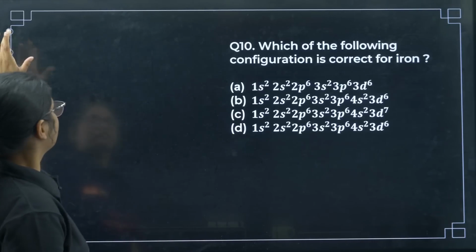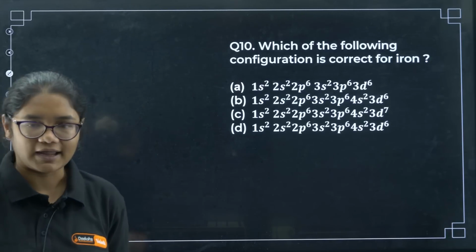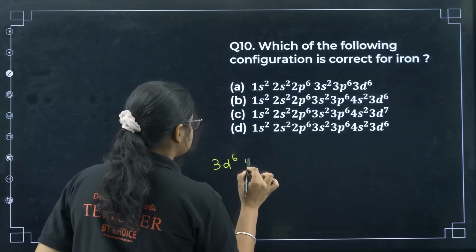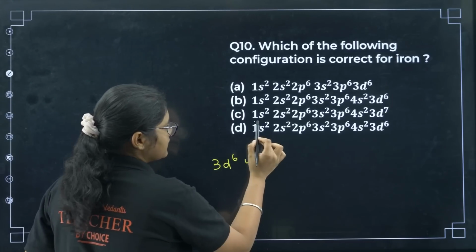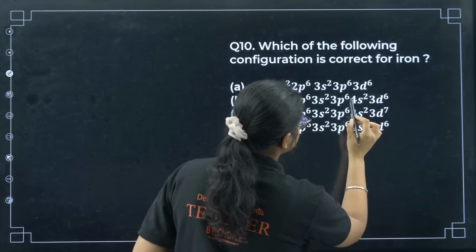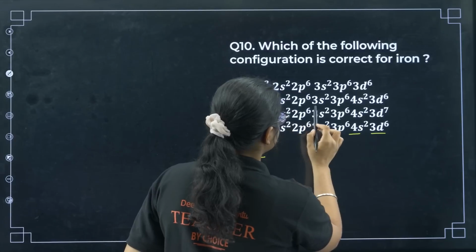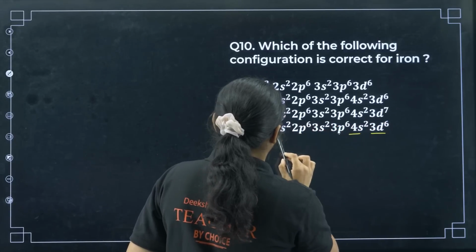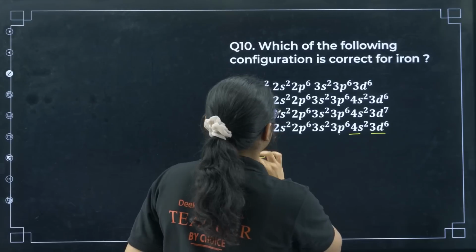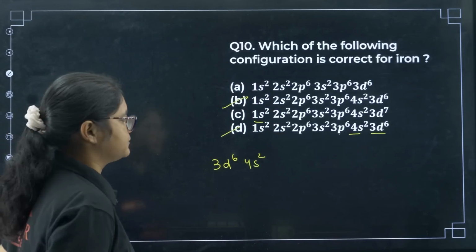Okay. Moving towards the 10th question, which of the following is the correct configuration for iron? This is a very simple question, you should be remembering. For iron it is 3d6 4s2. So 1s2, 2s2, 2p6, 3s2, 3p6, 4s2 and then 3d6, right? What is the difference here? Okay, here both the options are the same, you can see B and C, but the thing is 3d6 4s2 is the correct option.